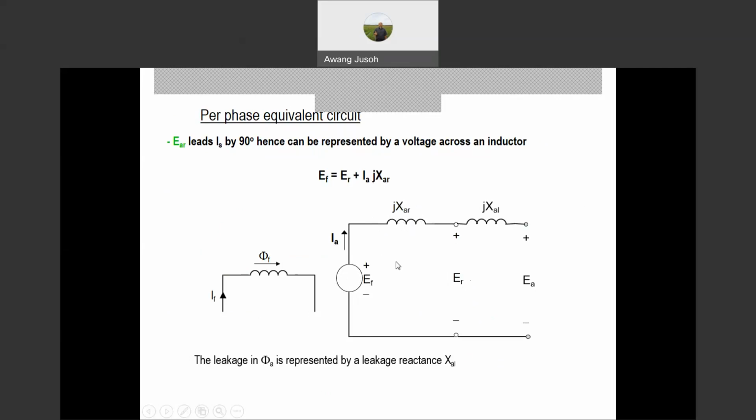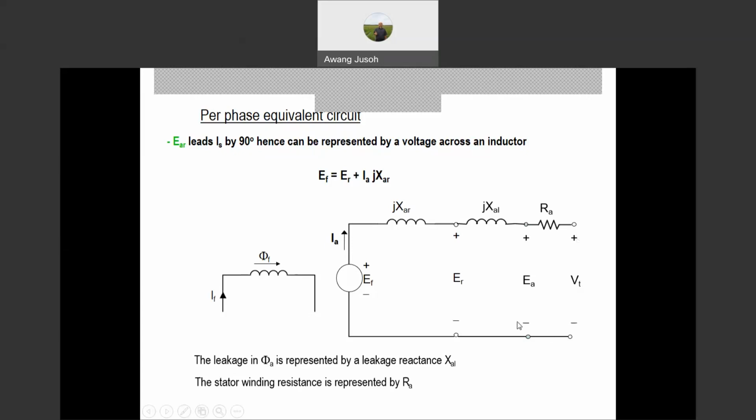After that you can include back the component of the leakage inductance just now, which is XAL there. This is represented by the leakage inductance that we showed you previously, and this becomes EA. Then we put one more device, which is RA, which represents the resistance of the stator winding. And this represents the total circuit of the induction machine now. You've got EF, the excitation voltage, ER, the leakage impedance, RA, and you've got the V terminal. This is the V terminal of your machine.